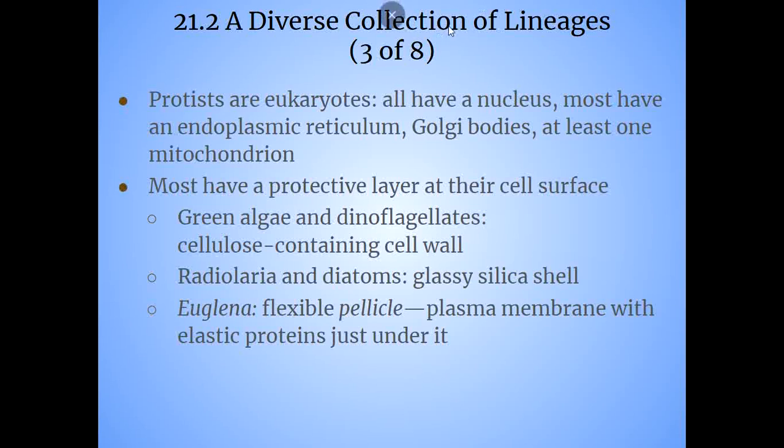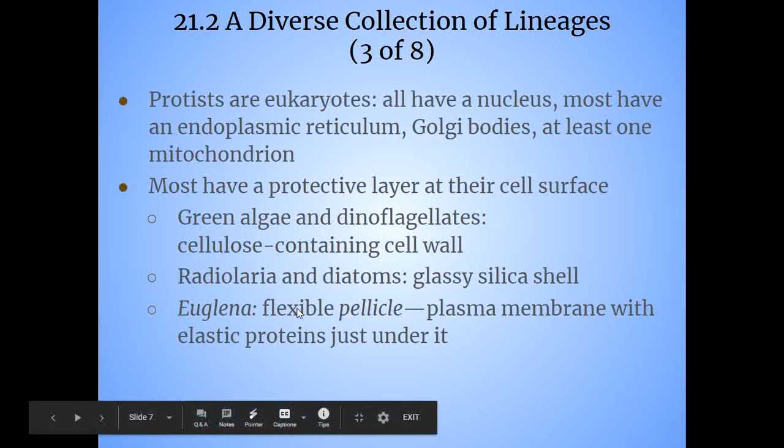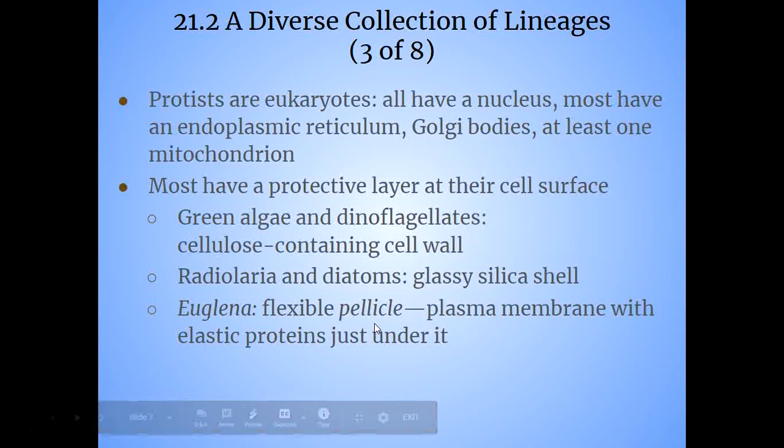So these are some of the protists, like green algae and dinoflagellates. They have that cellulose-containing cell wall. Then radiolaria and diatoms, they have a glassy silica shell. And the euglena has the flexible pellicle, which is basically a plasma membrane that has elastic proteins just under it.